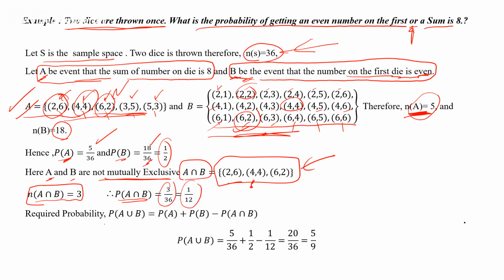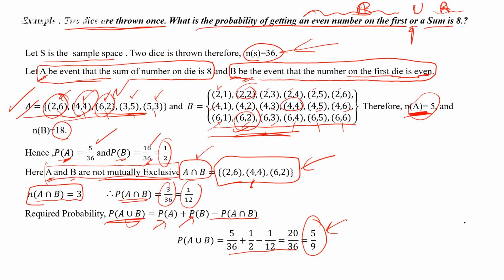Hence the required probability is the probability of A union B, because we have to find the probability of getting an even number on the first die or the sum being 8, that is the A and B events. So the probability of A plus the probability of B minus the probability of A intersection B, and on simplifying we get 5 by 9. In that way we can find the required probability. You have to remember here, if A and B are not mutually exclusive, we use that formula.